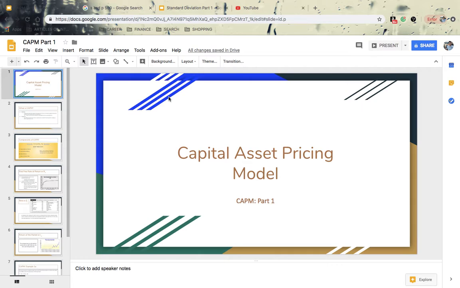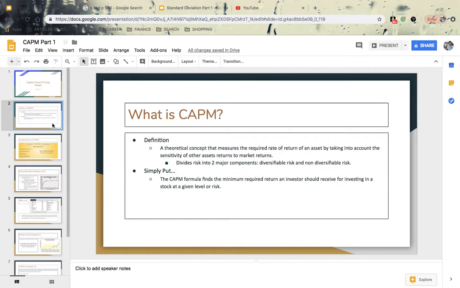Today we're going to go over something very exciting that I know everyone just can't wait for. This is the capital asset pricing model. You will find this concept in many of your Introduction to Finance courses. So let's get right to it. What is the capital asset pricing model?